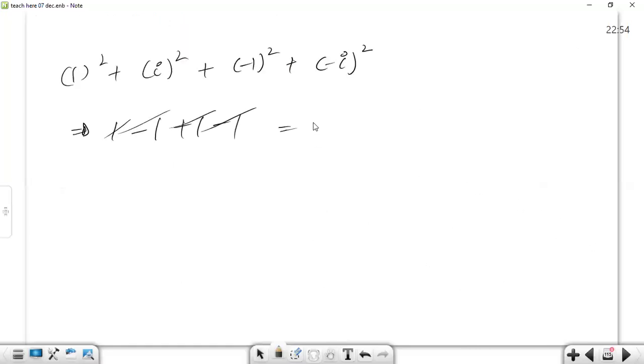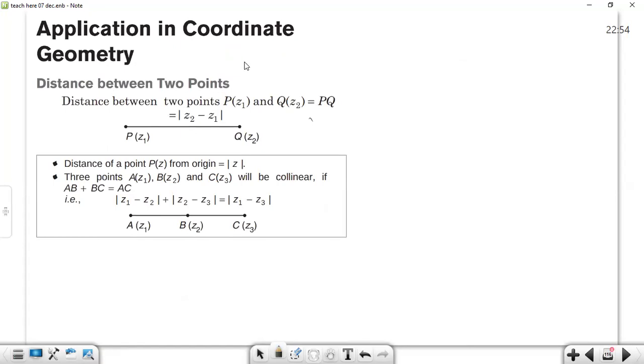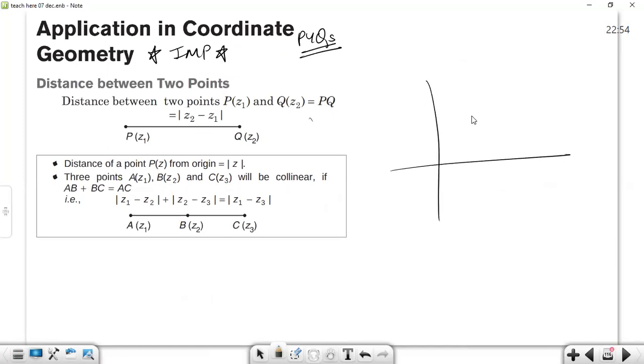Okay, let's now move forward and discuss the application of complex numbers in coordinate geometry. And this is important. Previous year questions have been asked from this particular subtopic. Now, if we have to find the distance between 2 points in any Argand plane, let's say this point is representing Z1 complex number, this is representing Z2 complex number.